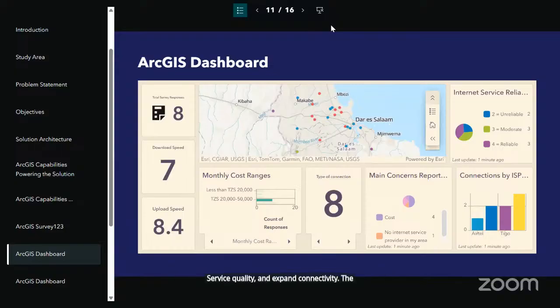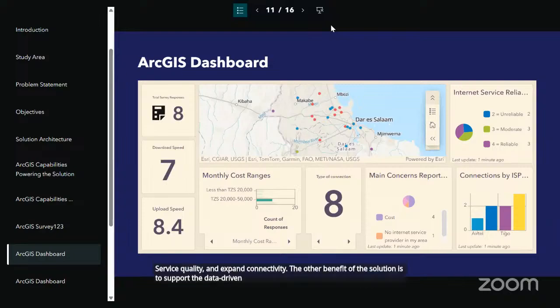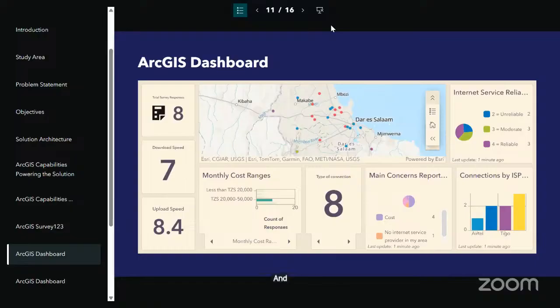The other benefit of the solution is to support data-driven decisions and real-time monitoring, whereby this platform collects and displays up-to-date data from the surveys and field mapping, thus allowing the stakeholders to engage and make informed decisions based on accurate and current data, as they are being collected directly from the field and as they are being filled by the customers giving their feedback on the services that are being provided.